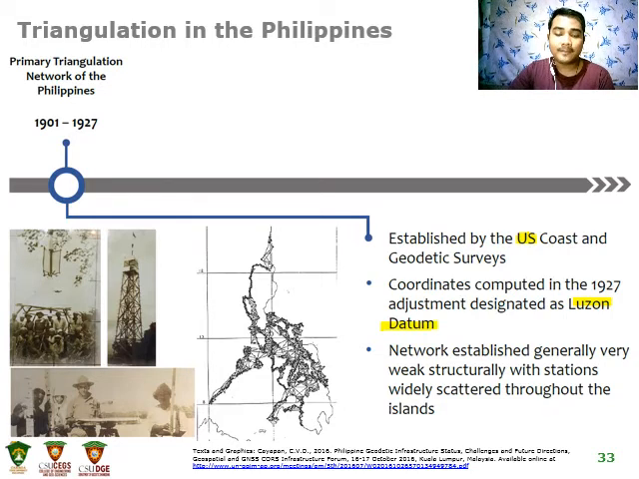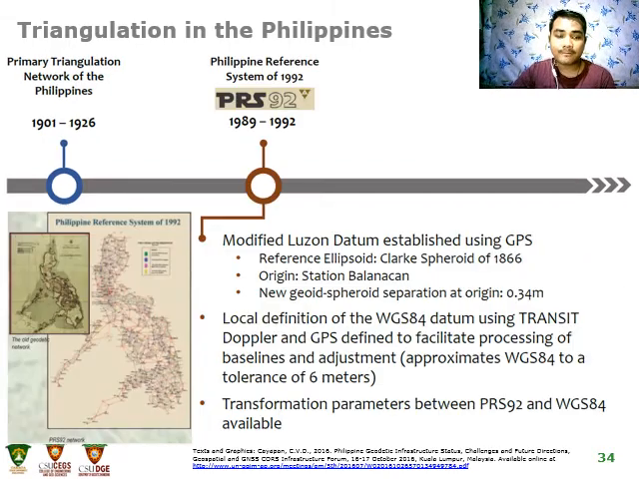That is an old datum. And the network established is generally weak structurally, with stations widely scattered throughout the islands. So that is the form of triangulation during the time of 1901 to 1927.